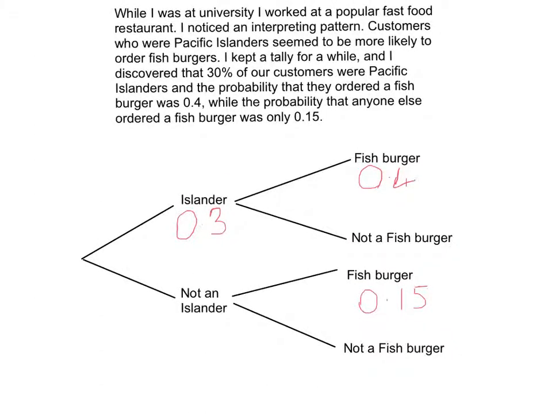The first thing that we want to know is, are they a Pacific Islander or not? Because that affects our overall probability. Here the information tells us that there's a 30% probability that they're a Pacific Islander. If they are a Pacific Islander, there's a 0.4 probability of them getting a fish burger. If they are not a Pacific Islander, there's a 0.15.